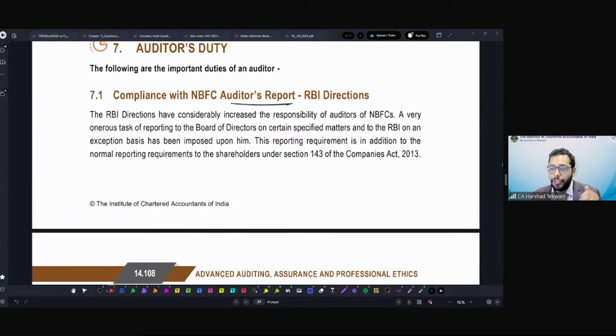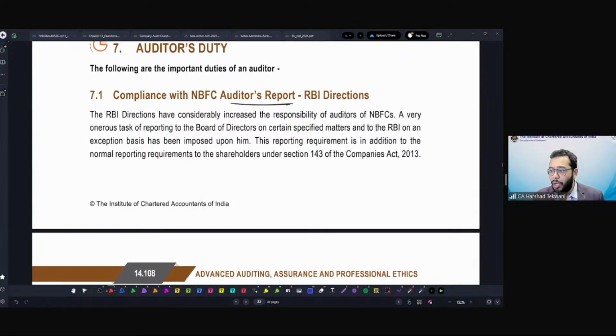The auditor has to see: is there any specific reporting requirement with respect to these regulations, these master directions in the financial statement? If yes, then whether the disclosures have been made in the financial statement or not. Okay, so when it comes to the specific reporting requirement, the auditor has to make sure that it is done in the financial statement.